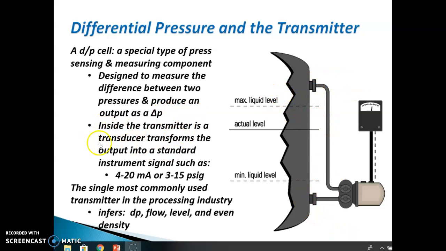Now, there is a transmitter inside, and it does the transform. It converts the signals, usually a 4 to 20 milliamp, and it can do a 3 to 15 pounds if you're working an actuator. But in this particular instance, we're not going to do that. We're just going to usually be going to a controller. It is the single most commonly used transmitter in the processing industry because not only does it do pressure at each tap point and the DP, it can also infer flow, level, and even density. Okay, so that's what's important, and you see it all the time.